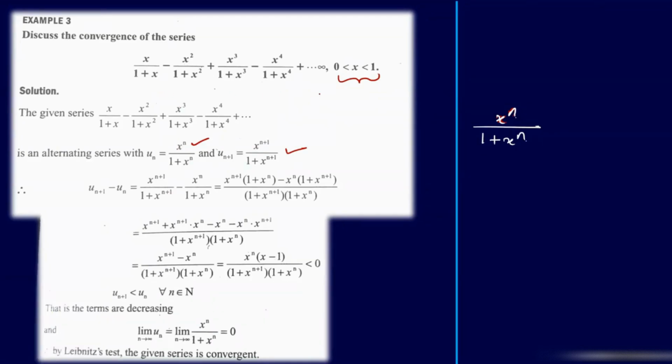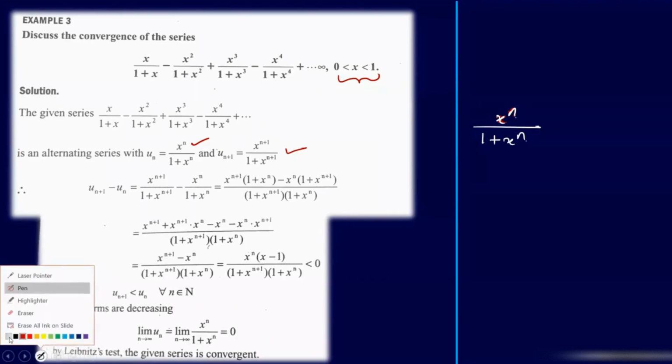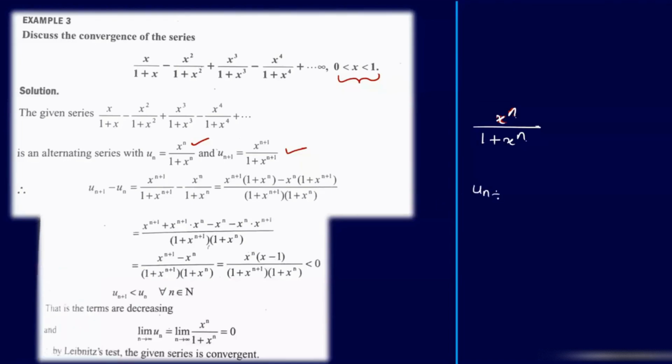Now, again, when you are given an alternating series, the condition you are trying to verify is whether the terms are decreasing or not. I mean, you need to verify whether un plus 1 is less than un or not. So to verify this, we again take the difference, un plus 1 minus un. If you get this difference as less than 0, then you can say they are decreasing. So I'm substituting: un plus 1 is x to the power of n plus 1 divided by 1 plus x to the power of n plus 1, minus un, x power n divided by 1 plus x power n. As we did in the previous case, here also I'm taking the LCM.